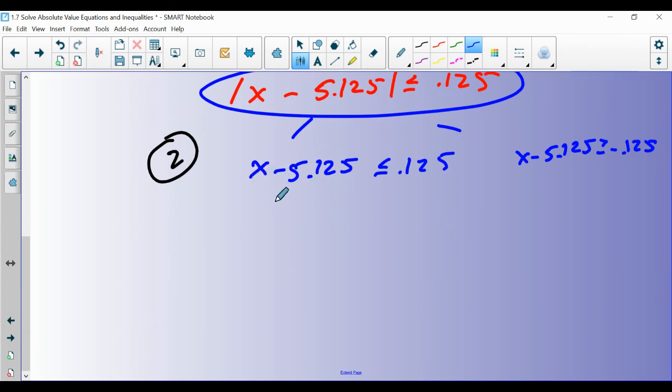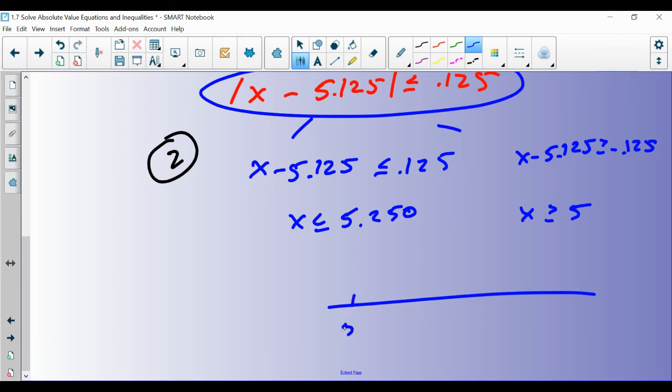Solving each of these for x, you would add 5.125 over, and you would get x has got to be less than or equal to 5.250. And this one here would say x has got to be greater than or equal to, I'm adding 5.125 to negative 0.125, 5. Go ahead and put these on a number line. The smaller number is 5. Larger number is 5.250.